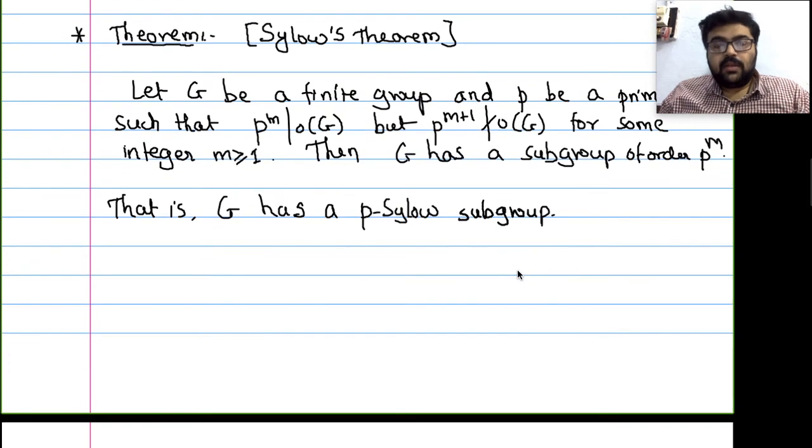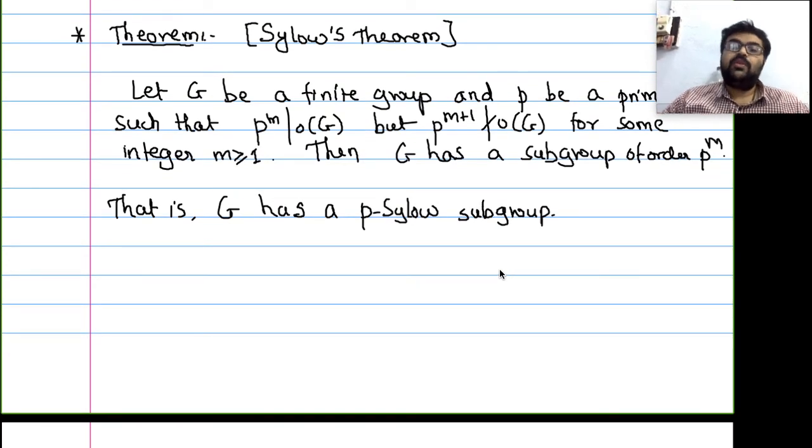So actually, a p-Sylow subgroup is defined afterwards, but I have defined it before, and then we show that this exists. Otherwise, the result comes first, the theorem says that such a subgroup exists, and then we can say that it is called a p-Sylow subgroup, but I have defined it earlier itself.